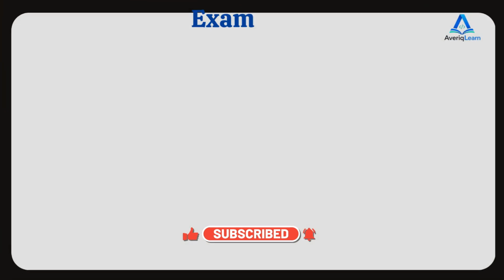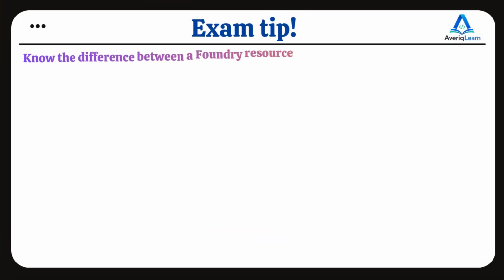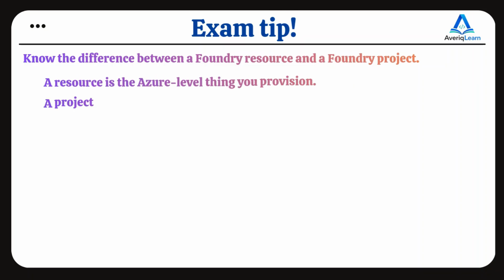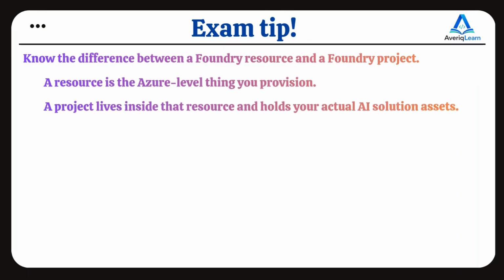Exam tip: know the difference between a Foundry resource and a Foundry project. A resource is the Azure level thing you provision. A project lives inside that resource and holds your actual AI solution assets.